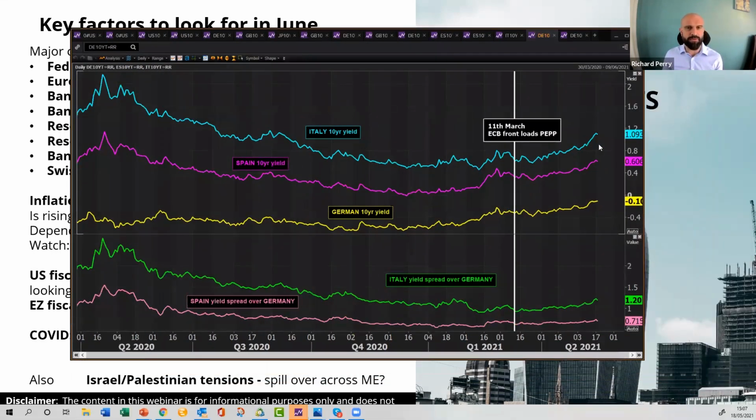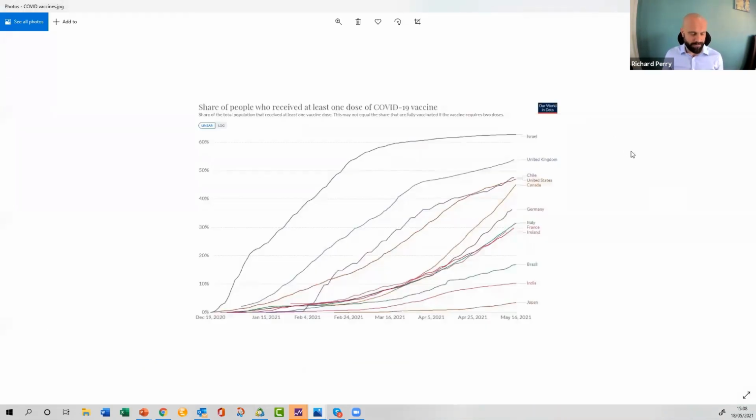all of these bond yields are now moving strongly higher. There are two aspects to this, again: inflation and growth expectations. Now, the growth expectations are also improving in the Eurozone because the vaccine levels are starting to really pick up. And I've got actually a chart here.